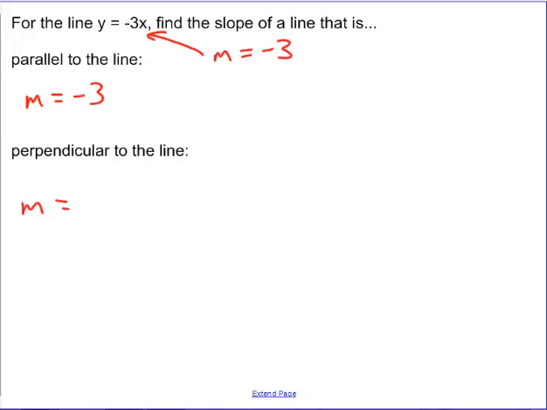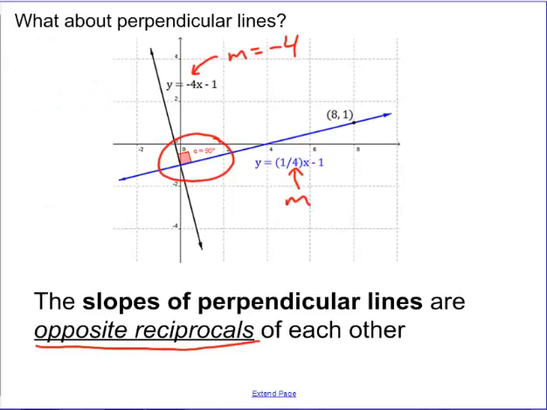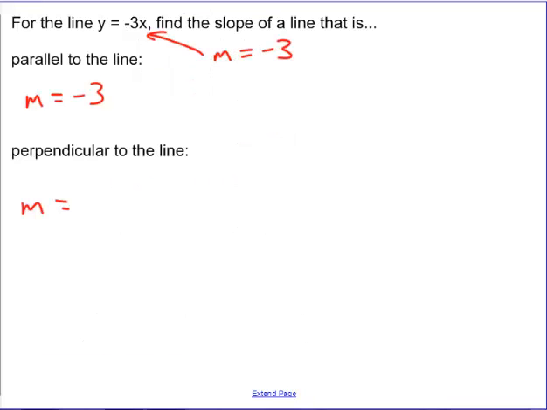Perpendicular is the one that's a little trickier, so pay attention to this. Perpendicular line slopes are opposite reciprocals of each other. Opposite reciprocals: change the sign, flip the fraction. We'll start with the original -3, and first make it its opposite. The opposite of -3 is 3. Then think what the reciprocal of 3 is. Let's put 3 into a fraction, 3 over 1, and now we flip that. That becomes 1/3. So a line perpendicular to y equals -3x is going to have a slope of 1/3.